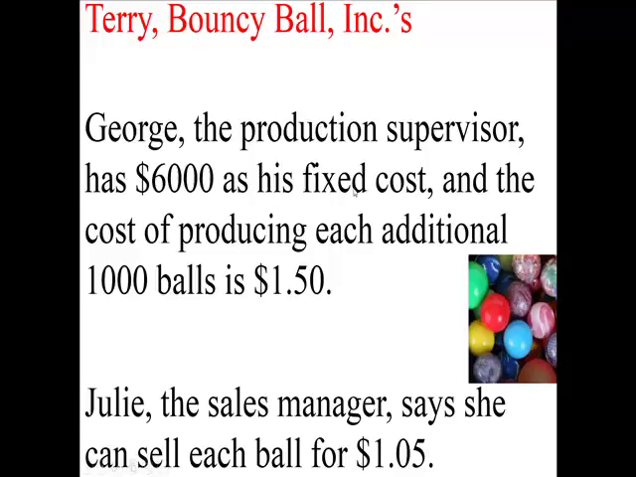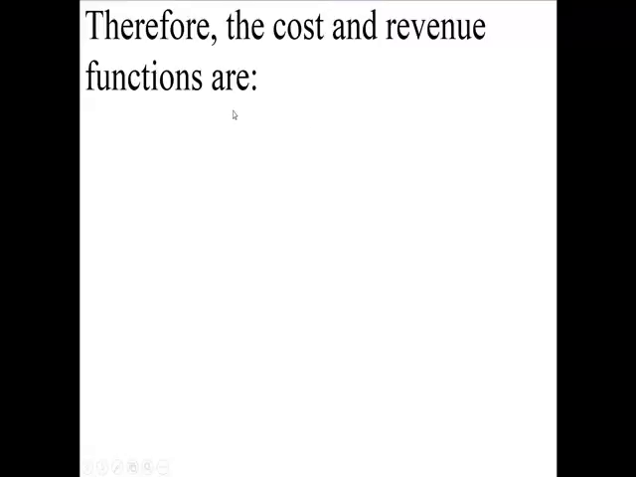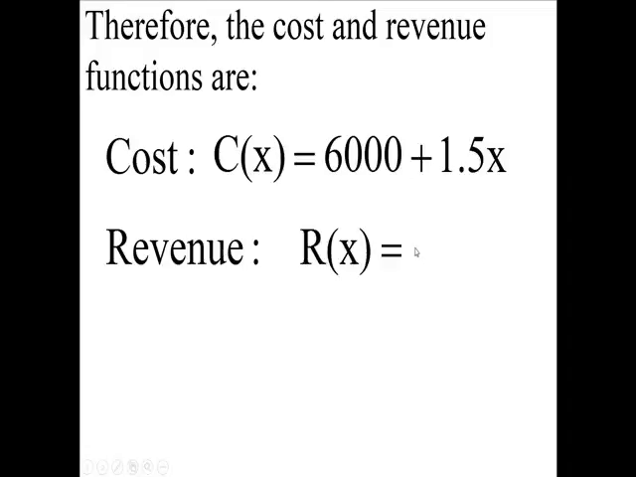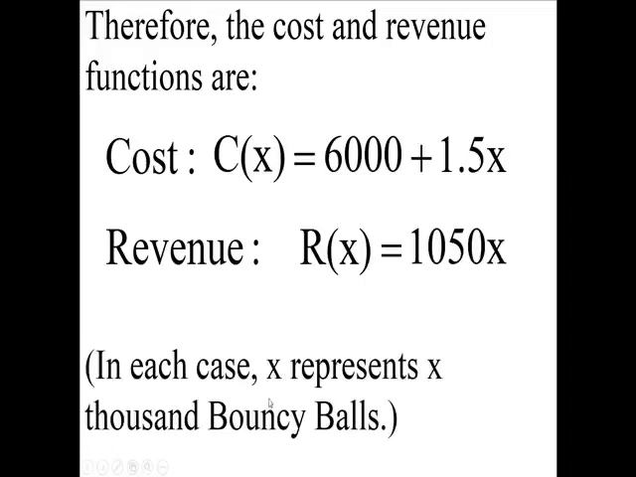This is going to be the cost up here, your fixed and your variable, and that's $1.50 times X, and you're going to have 1,050 times the number of 1,000 that you sell. So, there's your fixed cost, and there's your variable cost. The revenue is $1.05 times 1,000 times the number of 1,000. Remember, X is the number of 1,000 bouncy balls. So this is the money coming in. This is the money going out.